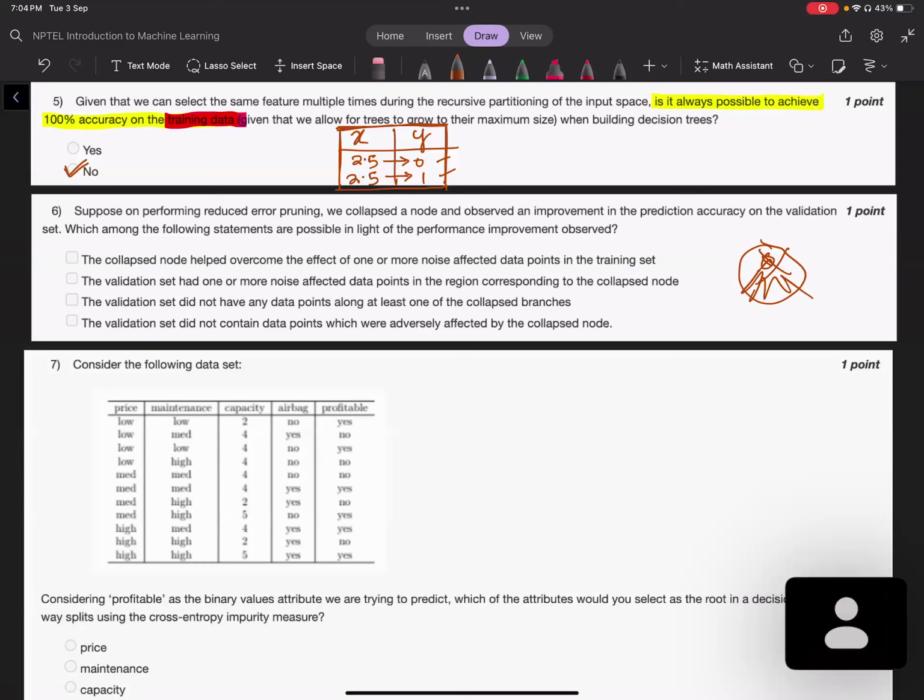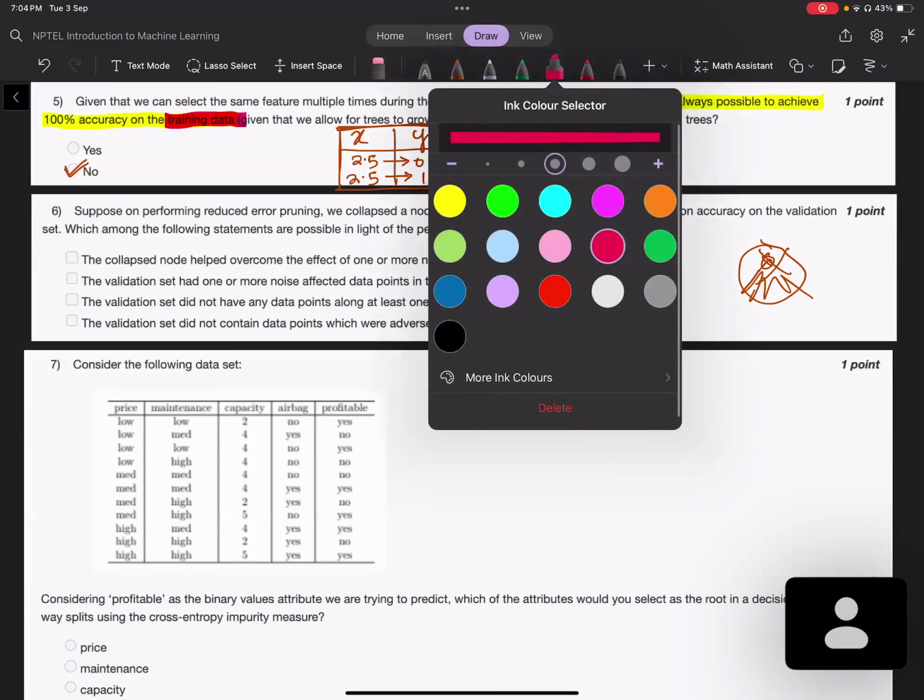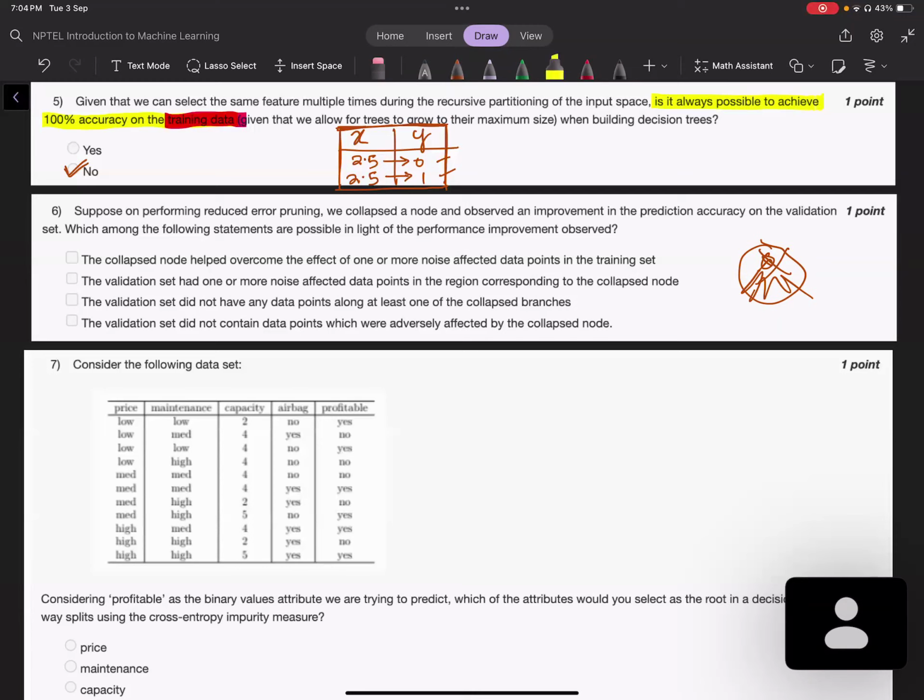And the second option is, just evaluate the second option. The second option is the validation set had one or more noise affected data points in the region corresponding to the collapsed node. So I think the prediction and accuracy on the validation set. So you see, it's saying that after the pruning is done, it has increased the accuracy on the validation set. So there might be one reason that the validation set had one or more noise affected data points in the region corresponding to the collapsed node.